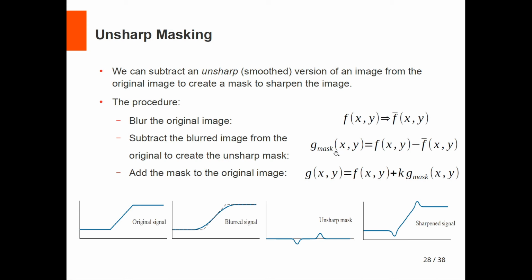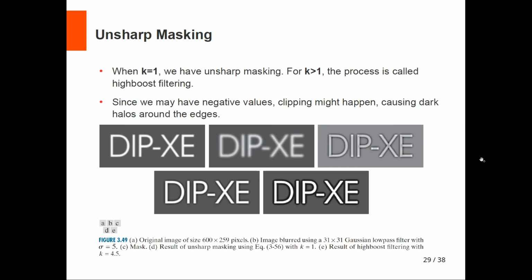Then to create the unsharp mask, we subtract this blurred version from the original image, and then we add this unsharp mask with a coefficient here shown as k to the original image. So depending on the value of k, we can get different results.